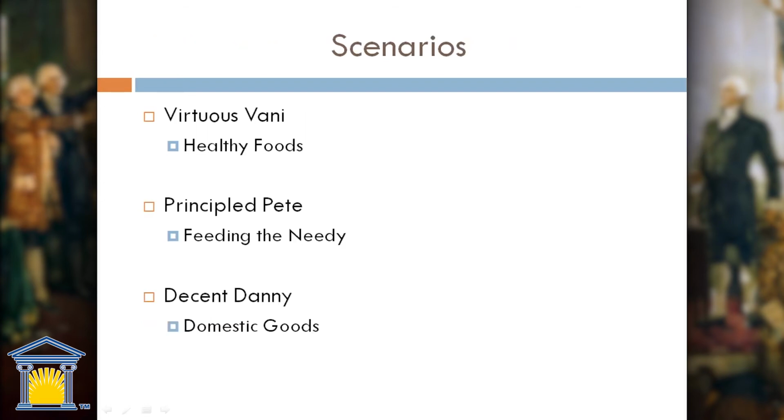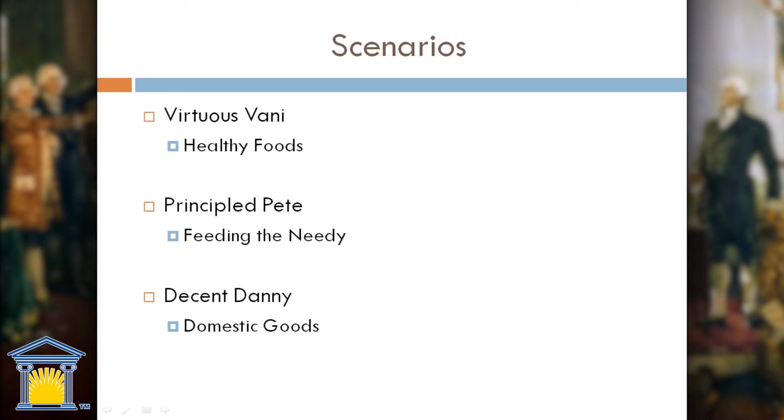In political philosophy, there are a set of 3 relatively well-known hypothetical situations that we use to illustrate this point. I'm not going to go through these in great depth, but I will link in the course folder for this week a text that elaborates upon these 3 famous thought experiments. But let's go ahead and take a look at Principled Pete, right?